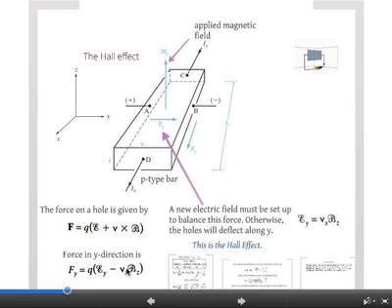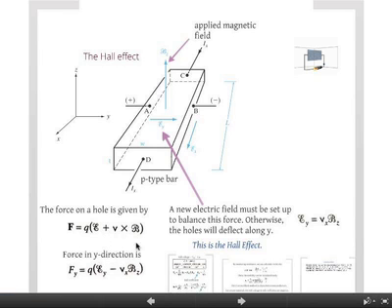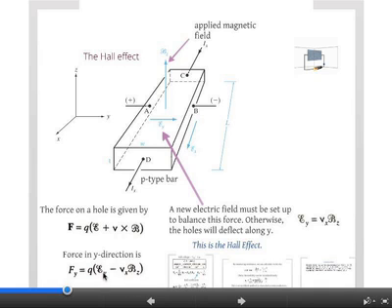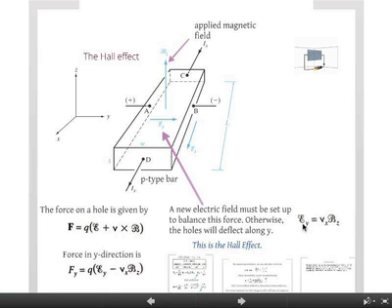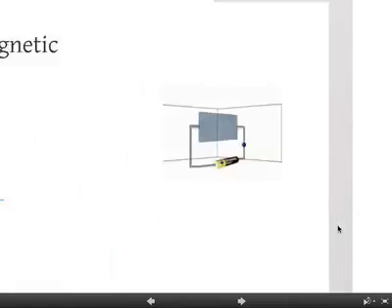The force in the y direction is given by that. If you actually work out the components, you get Q(Ey minus Vx Bz), and that has to be balanced by a set up electric field. Okay, a new electric field must be set up to balance this force, otherwise the holes will deflect along y, and this is the so-called Hall effect. In other words, the whole force must be zero, so Ey must be Vx times Bz. Okay, and we'll derive that in a second.